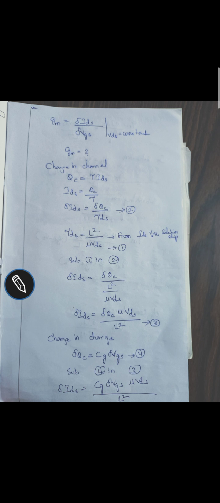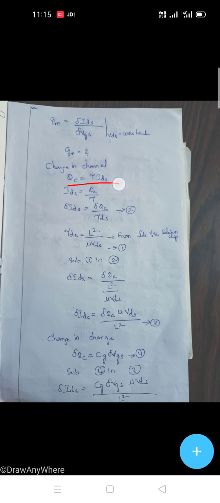Now we are finding what GM is. We have already seen the charge in the channel, that is QC is equal to tau into IDS. We have seen this relation in the IDS versus VDS relationship. So QC is equal to tau into IDS, and from this relationship we can write IDS is equal to QC by tau. So the change in IDS, that is delta IDS, is equal to delta QC by tau ds.